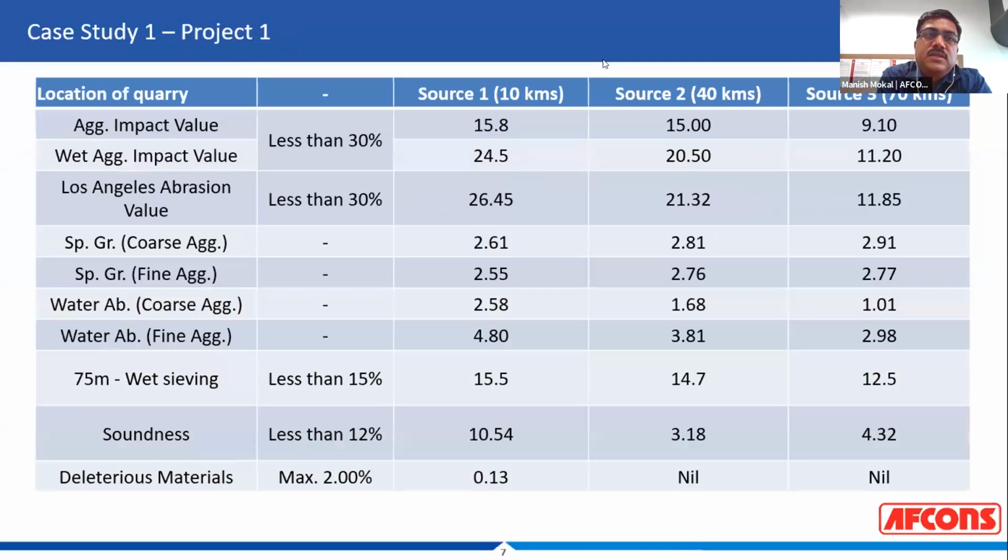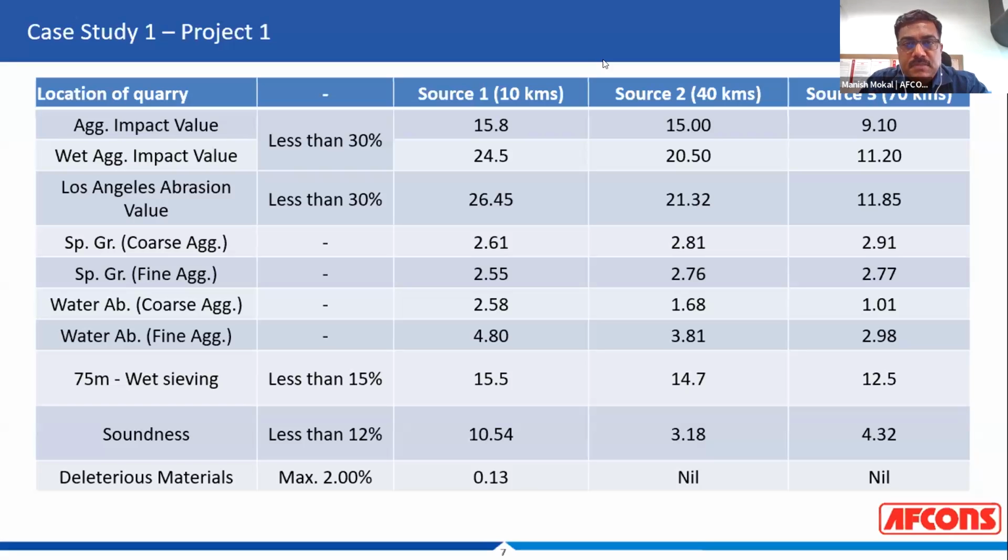In the first case study, this is a project where we had to construct a viaduct, and there were three sources of aggregates. One was about 10 kilometers, another 40, and the third was 70. So economics says the source which is closest will be the cheapest, and we should go for that particular source. And that is exactly what the project manager wanted us to do.